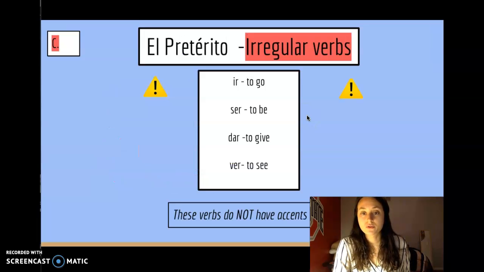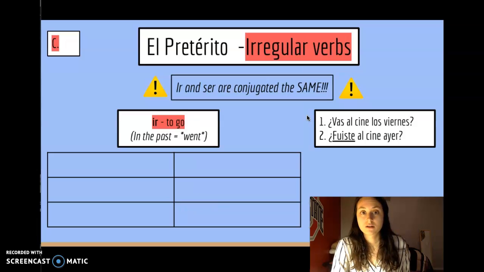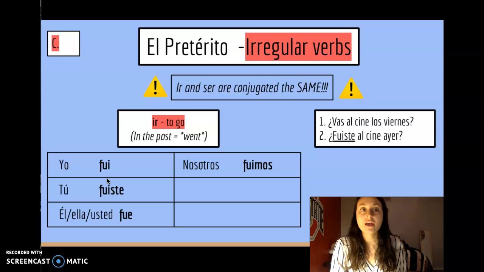So now I'm going to go through each of the verbs and give you the conjugations, and you can follow along on your guided notes. Sound good? We'll start with ir, okay? So if ir means to go in the present tense, in the past it would be I went, okay? So I went, yo fui. You went, tú fuiste. Él, usted fue. Nosotros fuimos. Y ellos fueron.